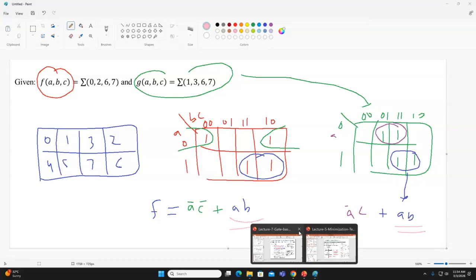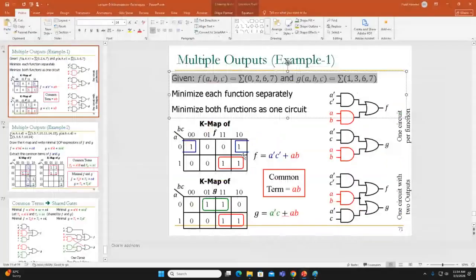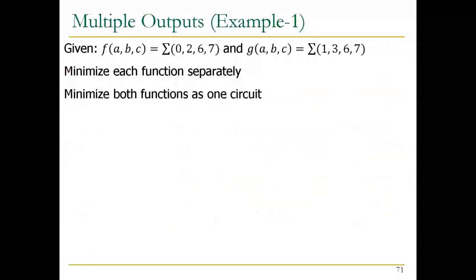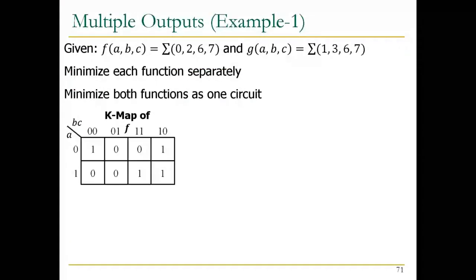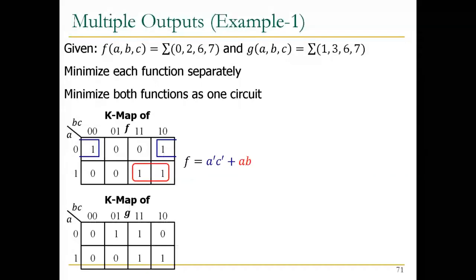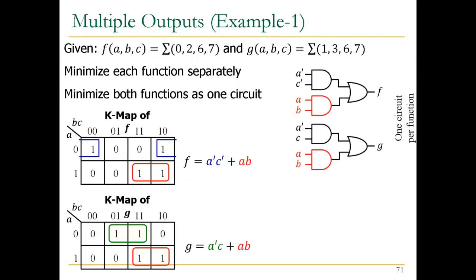So can you see here now in this example? Now we do the minimization technique. If you draw the first K-map, it is A bar C bar, and then you can see A bar C plus AB. If you draw these circuits separately, for F and G, how many gates are required? 1, 2, 3, 4, 5, 6.